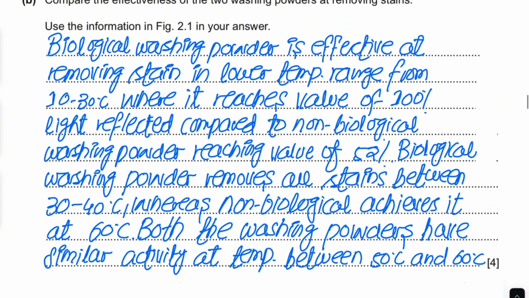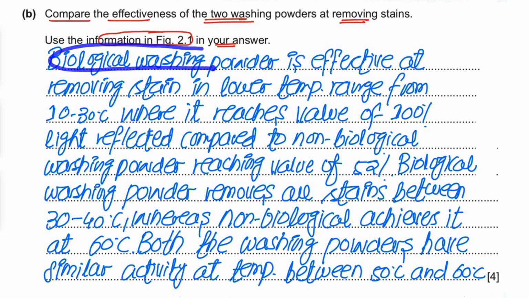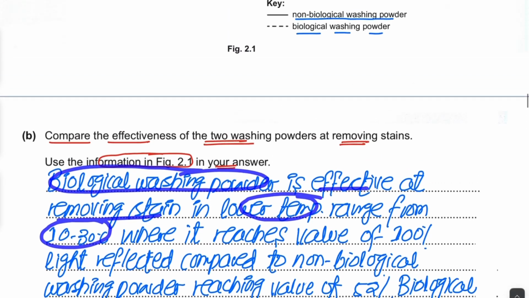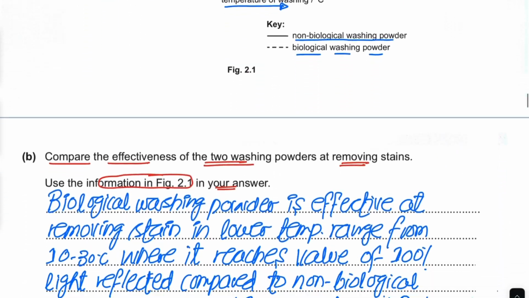So if we look here, as I have explained above, for the total of 4 marks they say to compare the effectiveness of the two washing powders at removing stain, and we need to provide information from figure 2.1 in our answer. As I have explained above, we would say biological washing powder is effective at removing stain in a lower temperature range, from 10 to 30 degrees centigrade, where it was able to remove the stain and the light reflected increased from 69 up to 100%.